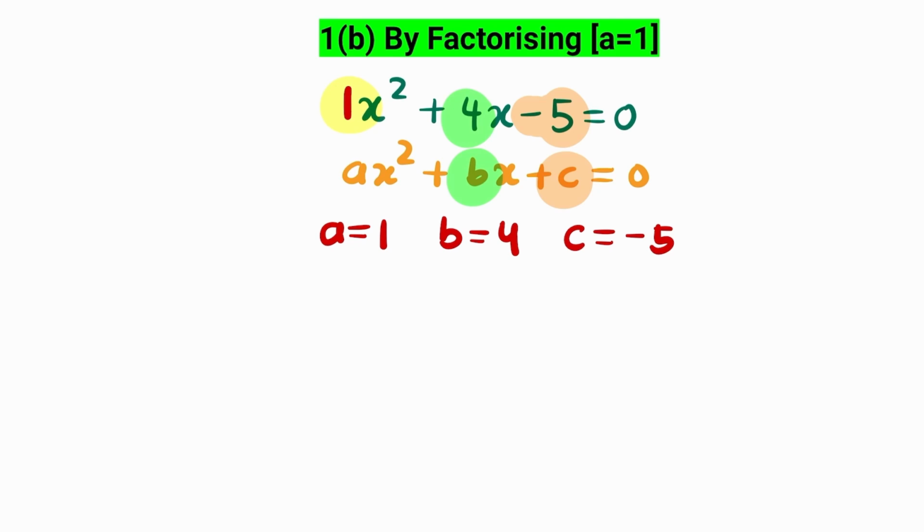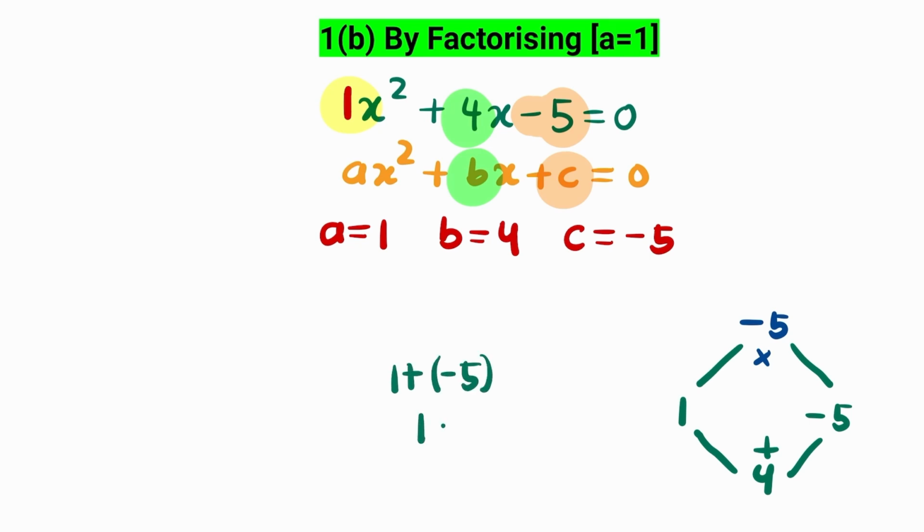What we should do is we have to think of two numbers that would multiply to get the c value. What is the c value? It is minus 5. And also would add up to get the b value, which is 4. Think of two numbers that would multiply to get minus 5 and add up to get plus 4. Can we use plus 1 and minus 5? 1 times minus 5 is minus 5. But 1 plus minus 5 is equal to 1 minus 5, which is minus 4. We can't use plus 1 and minus 5.